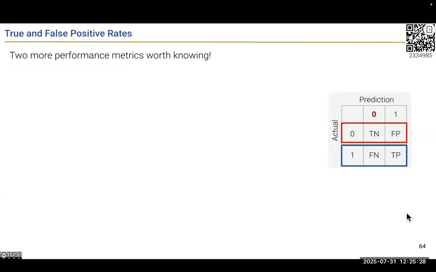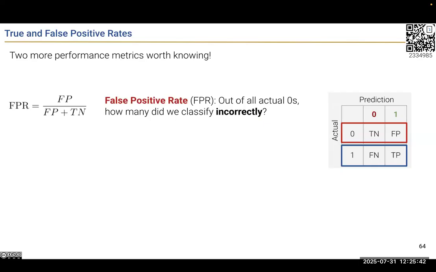All right. Two other metrics. Before, we looked at a column and a row: precision and recall. Now we're going to look at two rows, the actual zeros and the actual ones. The first metric is called the false positive rate. It's a very, very confusing term. Why?